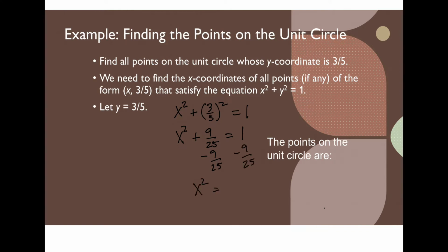We see x squared is equal to 1 minus 9/25, which would be 16/25, which we can then take the square root of both sides. We see x is equal to positive and negative 4/5. So the points on the unit circle, just going with what I've found here, would be negative 4/5, 3/5, and positive 4/5, 3/5.